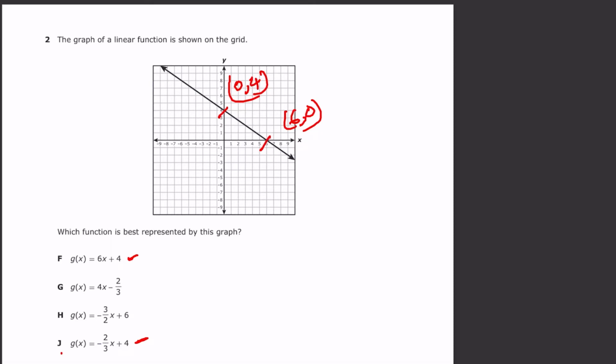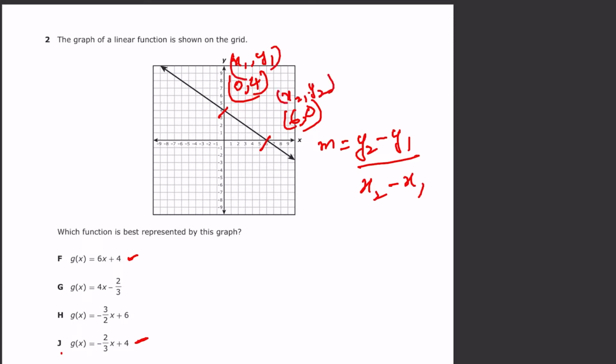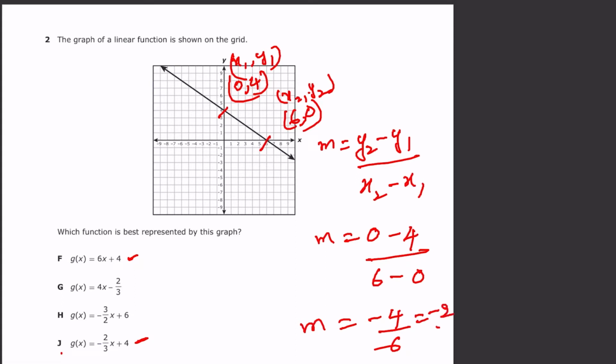We can find the slope, and because it has a negative slope, it is most probably J. Let's find the slope to check whether it is correct. The slope is y2 minus y1 divided by x2 minus x1, taking these points as x1, y1 and x2, y2. So m is equal to 0 minus 4 divided by 6 minus 0, which is equal to minus 4 by 6. So you're getting minus 2 by 3.